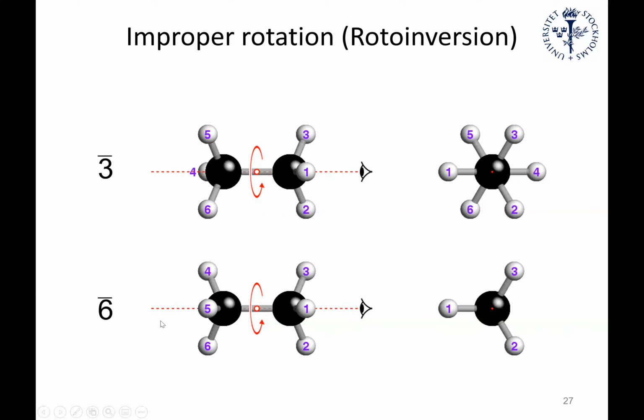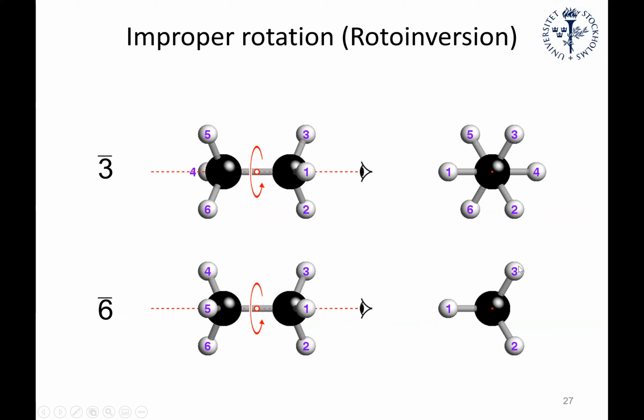Now with the 6-bar, it's similar, but of course we rotate only 60 degrees. So again, we view down the carbon-carbon bond. Starting off with point 1, this hydrogen 1, we rotate it 60 degrees, and then if we invert it, we end up on the hydrogen atom that's hidden behind number 3. So that would be number 4 here.